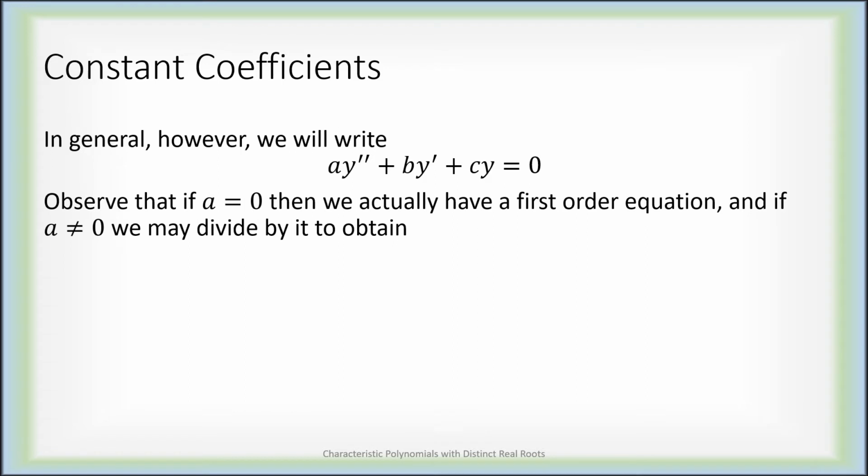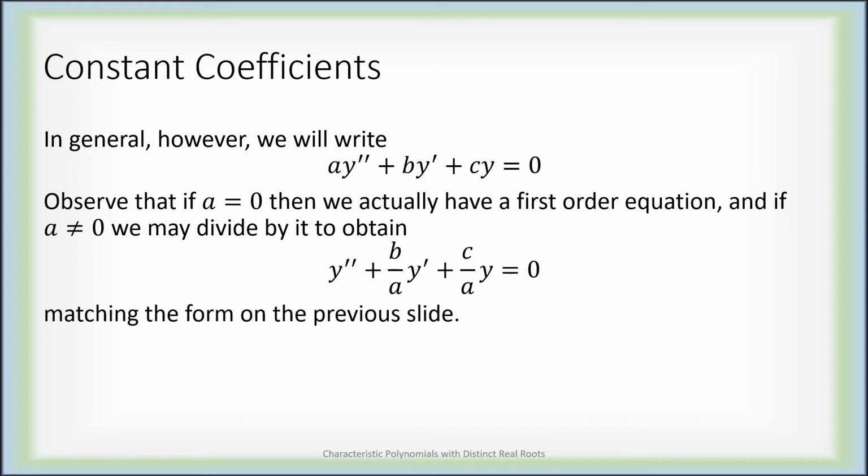If a were 0, then we would actually have a first order equation and we already know how to solve that. And if a isn't 0, it's permissible to divide by it, in which case we would have this simpler form, y double prime plus some constant times y prime plus some constant times y. In other words, there's not really a problem in having a non-zero coefficient in front of y double prime. It is equivalent to a standard form second-order linear differential equation. So we're going to put a constant there. It just makes it a little easier to work with later on.